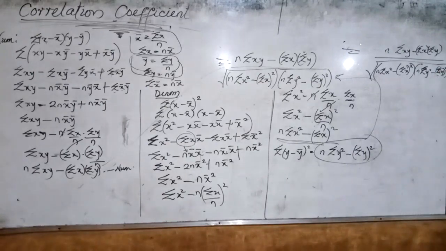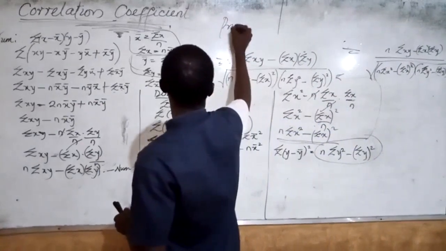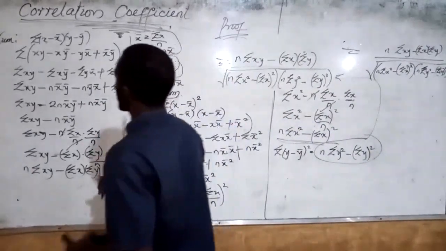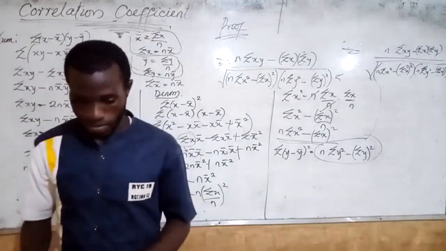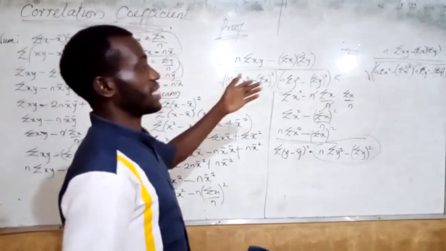Alright, so that is the proof for the fact that these equations, the Pearson correlation coefficient equations, are similar.